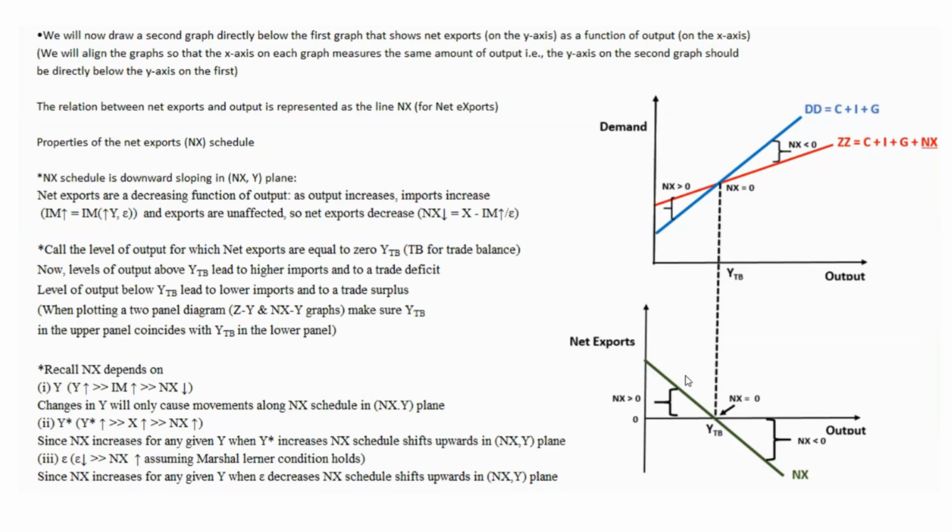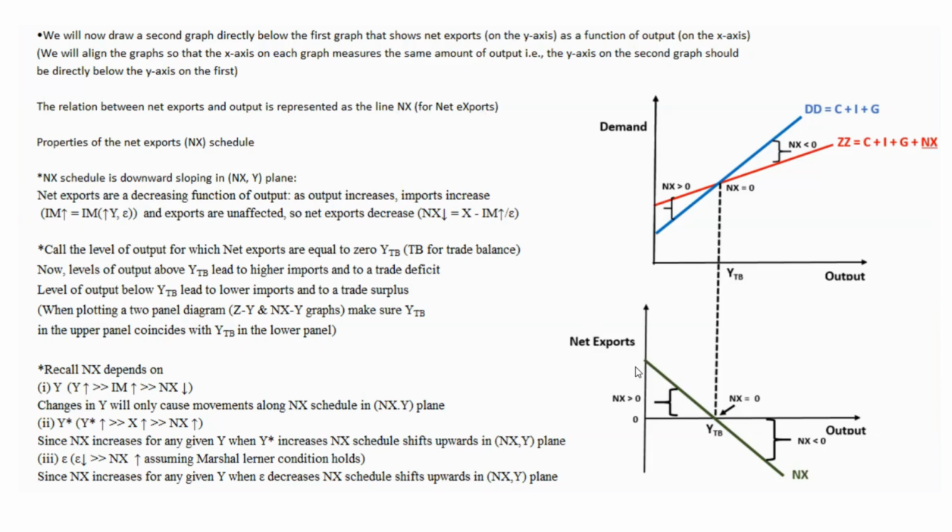But now in the second graph, we want to show net exports on the y-axis as a function of output on the x-axis. And we will align our graphs so that the x-axis on each graph measures the same amount of output. The y-axis on the second graph should be directly below the y-axis on the first. We want to align these graphs. Now, the relation between output and net exports in the second graph will be represented as this line NX, where N stands for net, and X is for exports.